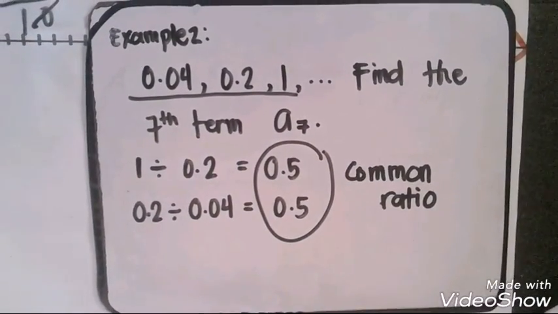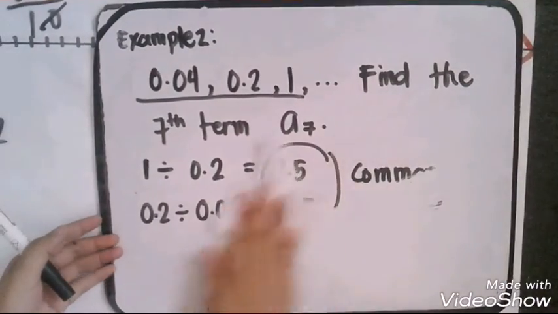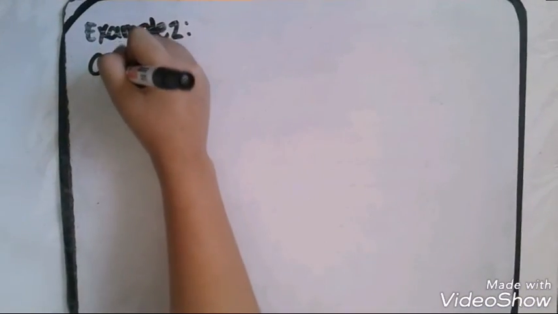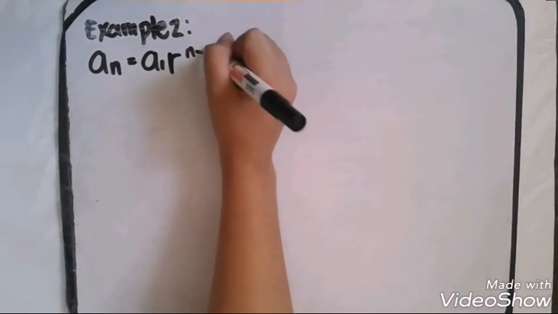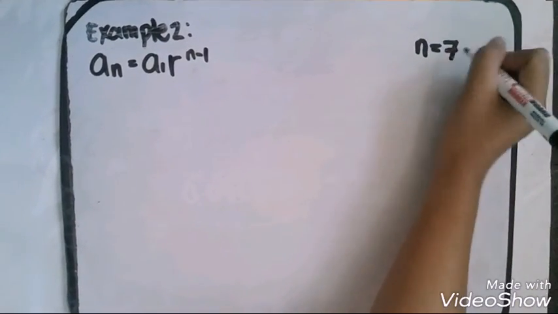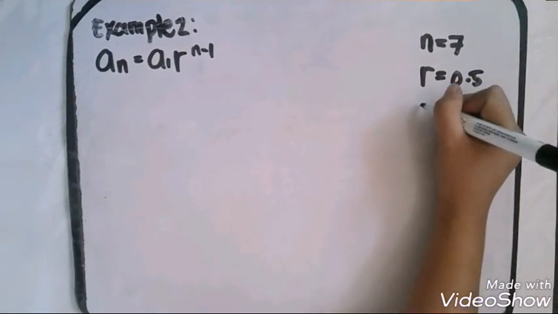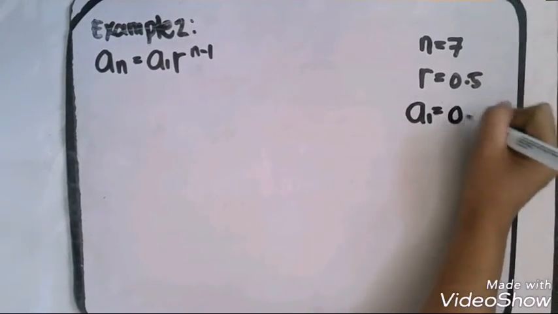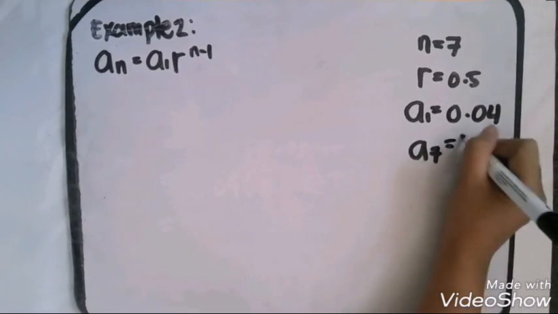So let's use the formula for getting the nth term of a geometric sequence. The formula is given as a sub n is equal to a sub 1 times r raised to the power of n minus 1. And we know that n is 7, r is 0.5, and our a sub 1 is 0.04. So we are looking for the a sub 7.